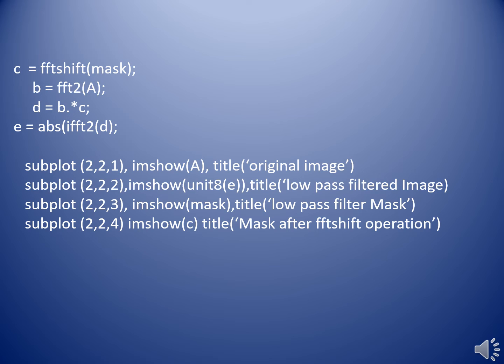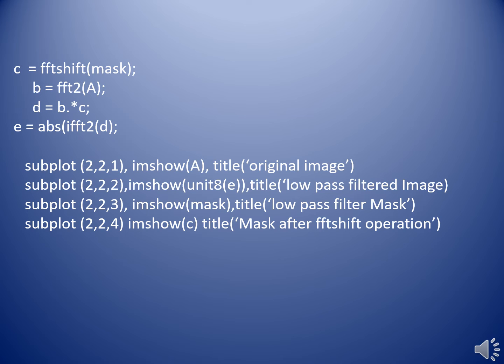For that purpose, we have taken another variable c and we have used a fftshift here and provided the input mask. Next variable is b and we have used fft2 as input. Now d shall be holding the coefficient to coefficient multiplication of these transformed ones. So we can have b dot multiplication with the c parameter. We have another resulting variable to hold the data back in the spatial domain, that is e here.